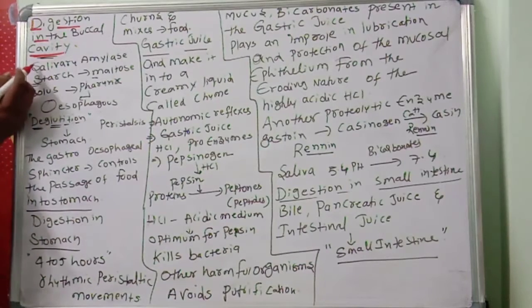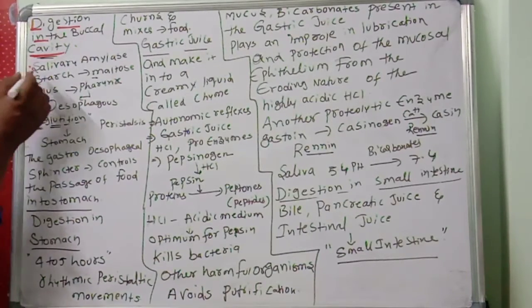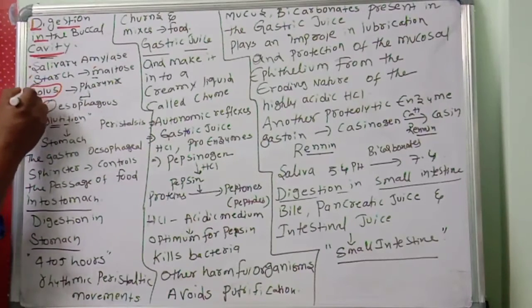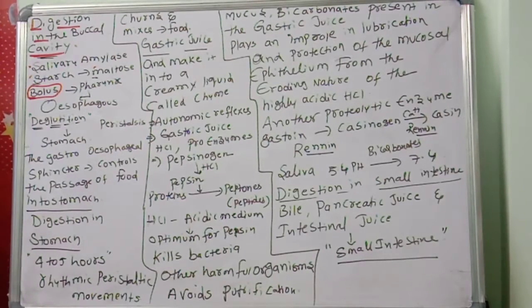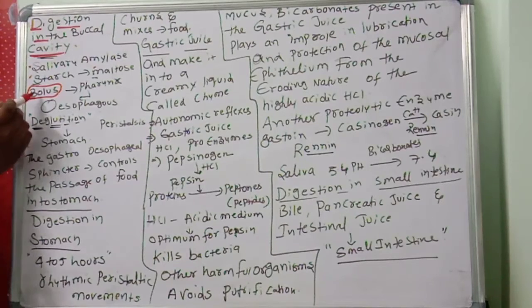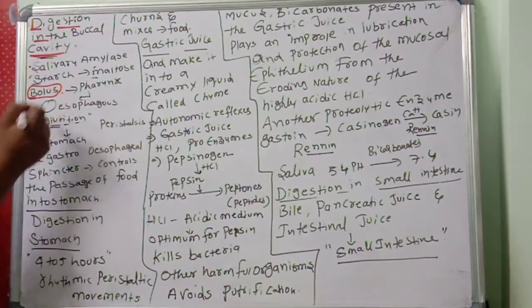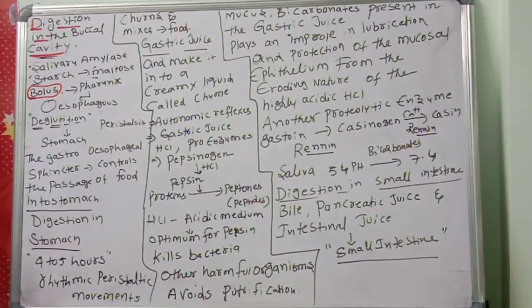Now we are going to discuss the salivary amylase function, which converts starch to maltose. After some enzyme reactions and mastication, you will see the formation of the bolus. The bolus means chewed food, or masticated food. That bolus reaches which one? The pharynx.